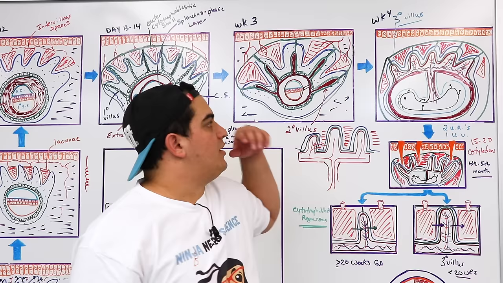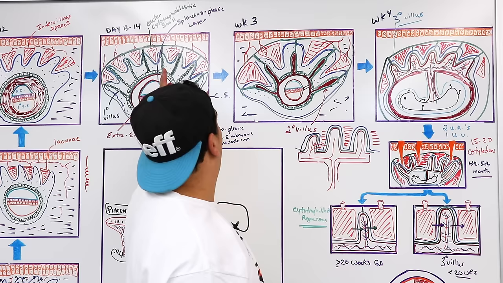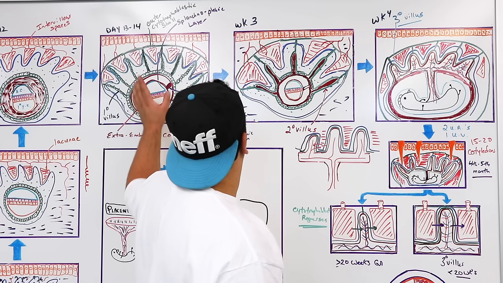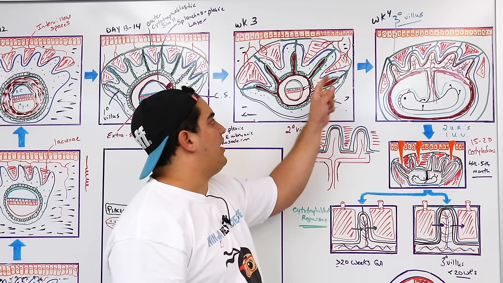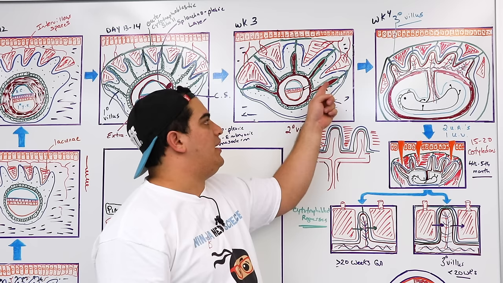Okay? So again, where we left off, primary villi around days 13, 14 usually form, along with the extraembryonic coelom, and again, what we have here is the outer cytotrophoblastic shell. Again, beginning from week 3, going all the way to about week 4, it progresses from primary villi to secondary villus, which is just the cytotrophoblast with the core of extraembryonic mesoderm, particularly the somatopleuric layer.